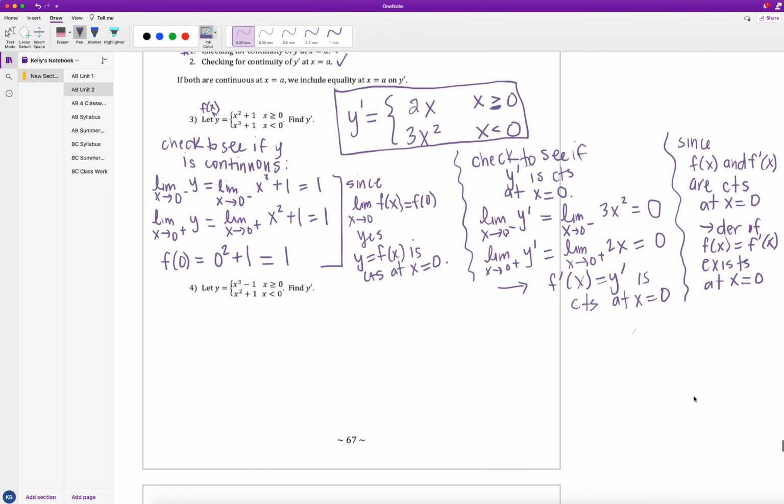Let's look at example 4. So in example 4, we have the function y equals x cubed minus 1 if x is greater than or equal to 0, and x squared plus 1 if x is less than 0. And they want us to, again, find the derivative. So let's start by writing what we know so far. I know that x cubed minus 1 and x squared plus 1 are both differentiable. They're both polynomials, so each of their derivatives do exist, and I can find those using, in this case, the power rule for both of them.